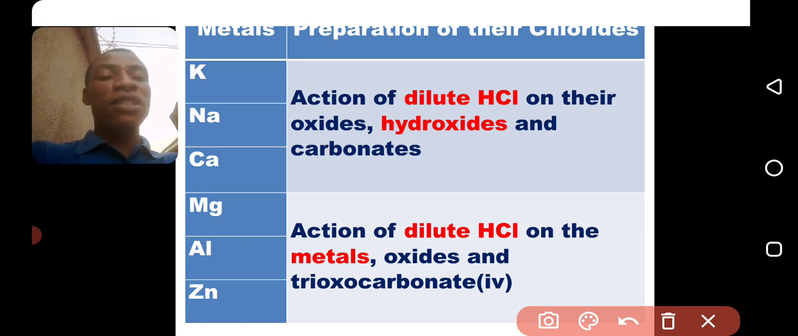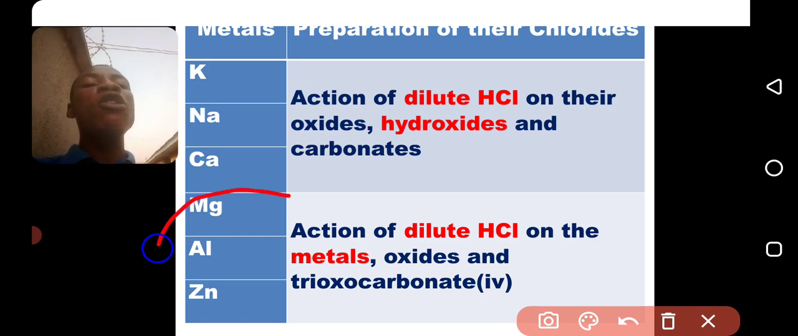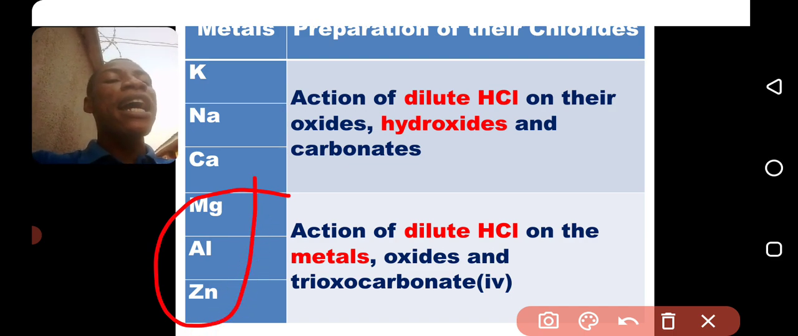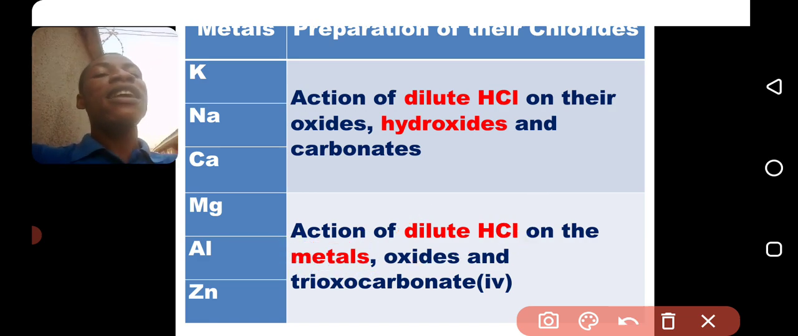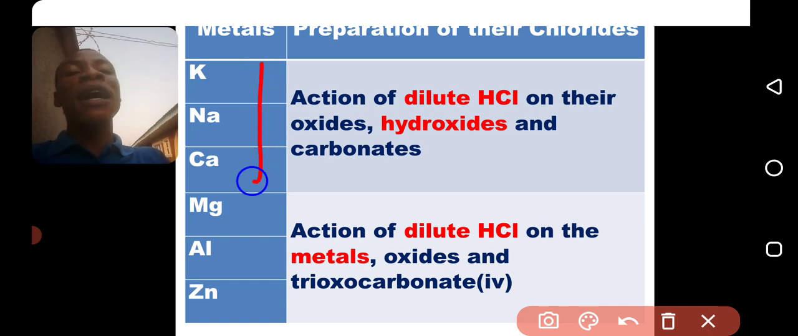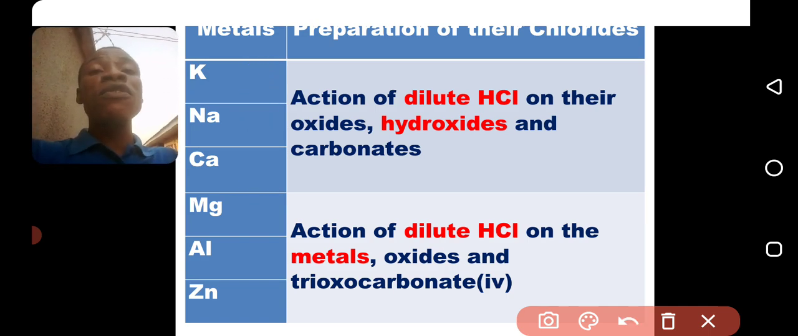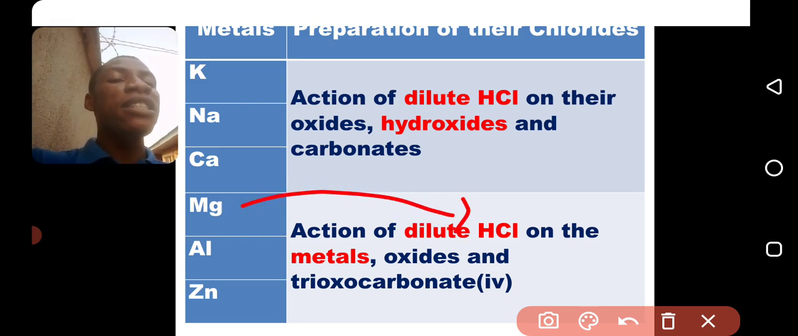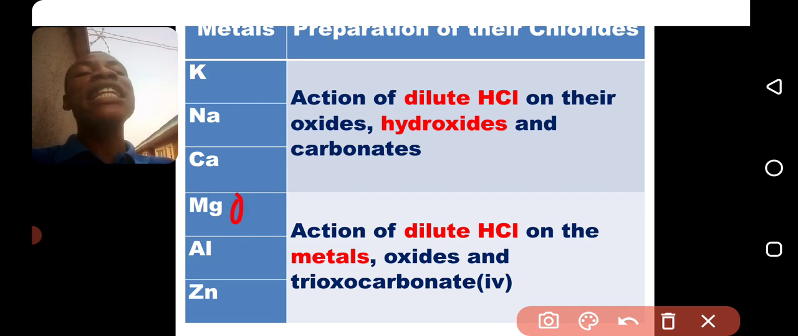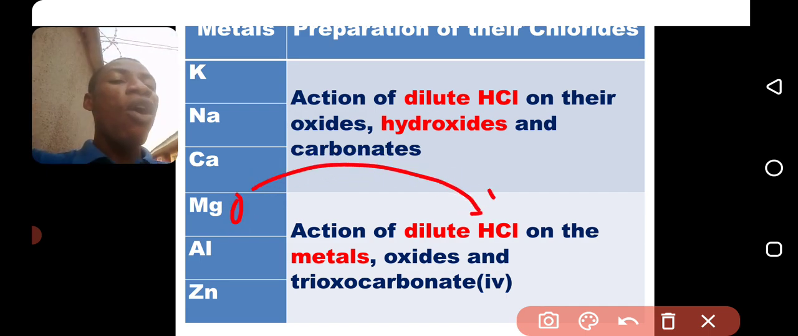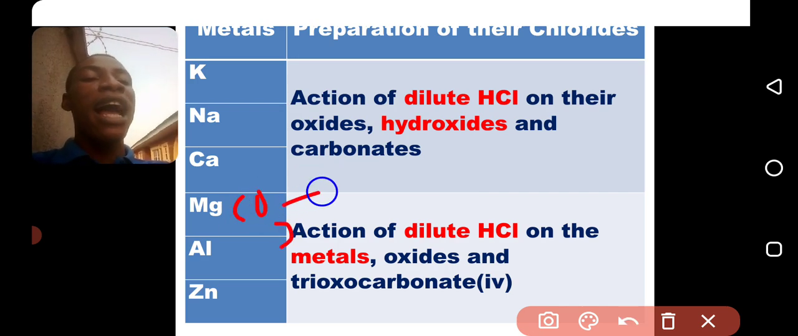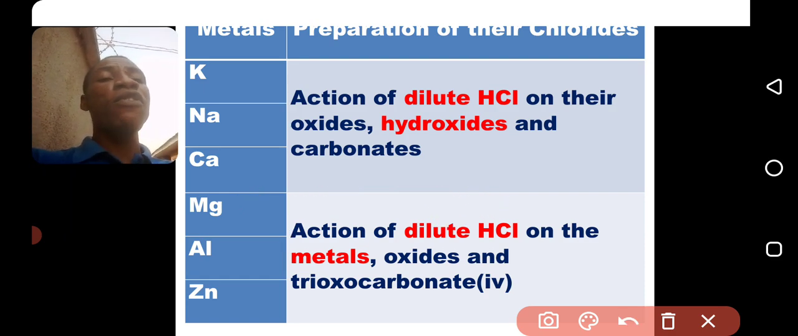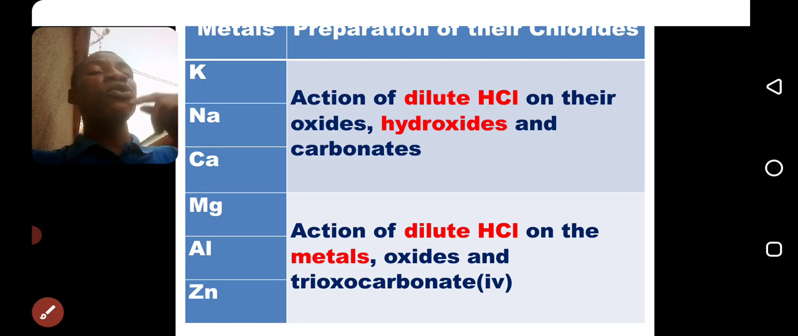In the case of magnesium, aluminium and zinc, we can prepare their chlorides by reacting hydrochloric acid with their metals. Since they are not as reactive as potassium, sodium and calcium, it will not give us an explosive or a vigorous reaction. So we can react the metals directly with hydrochloric acid, or the metal oxide with hydrochloric acid, or the metal carbonate with hydrochloric acid. If you do that, it will give us the chloride of those metals.